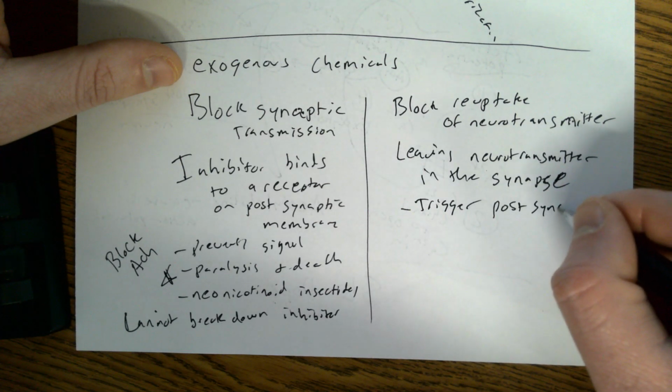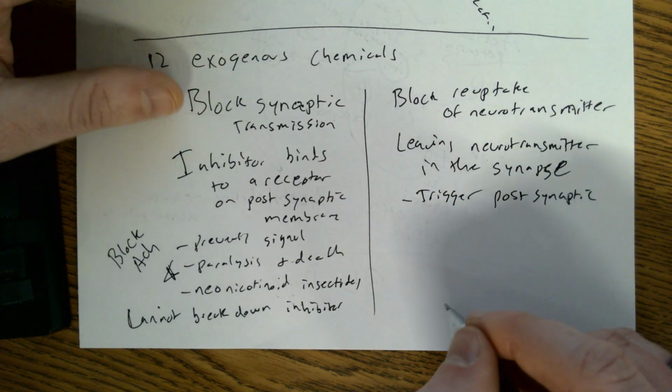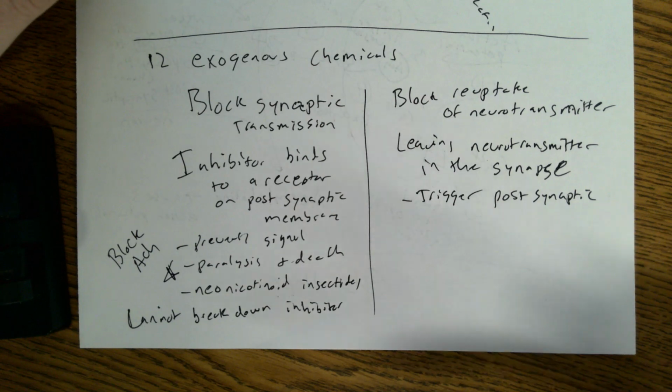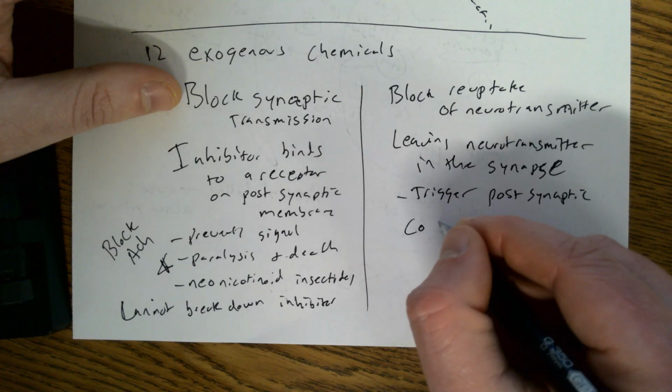So the previous one stops the signal. This one is overstimulating the next one. It's sending that impulse over and over again on the other one. And our example for this one is cocaine.